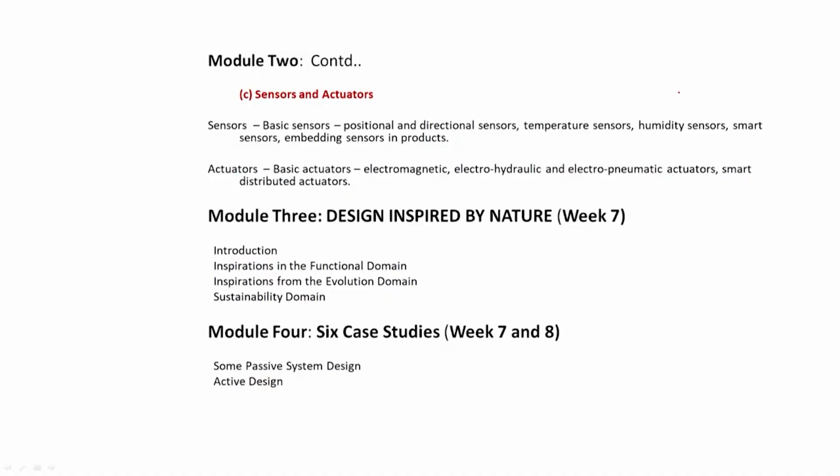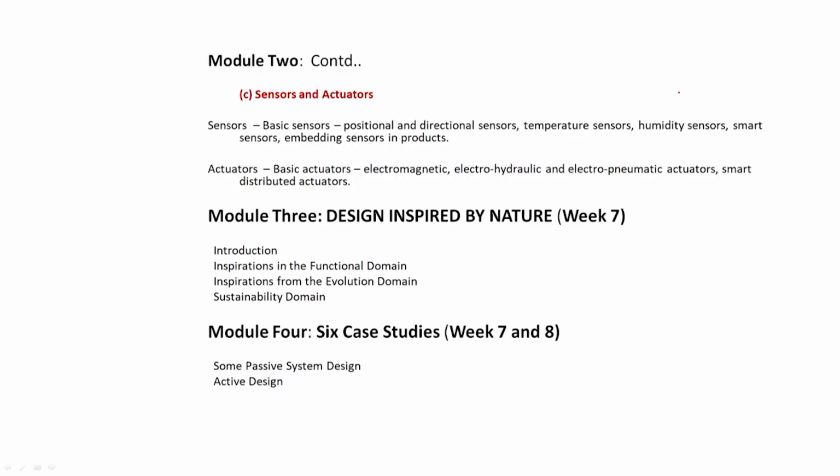If it is a dynamic system, let us say a robot, we will come to that, and then we will come to sensors and actuators if it is an actively intelligent system. So, all the basic sensors and the basic actuators I will cover, and that will cover module 2, which is the biggest module. Next, there will be 2 more weeks left in the course.